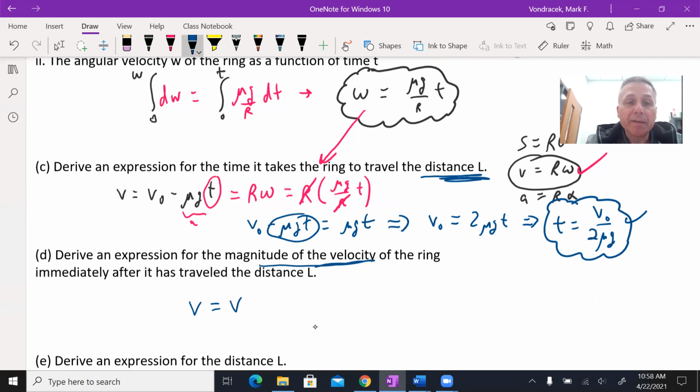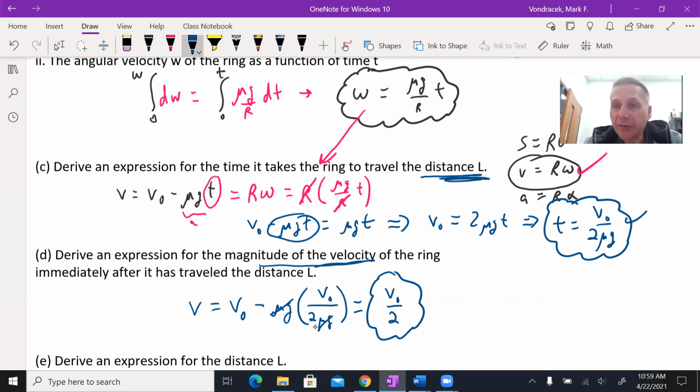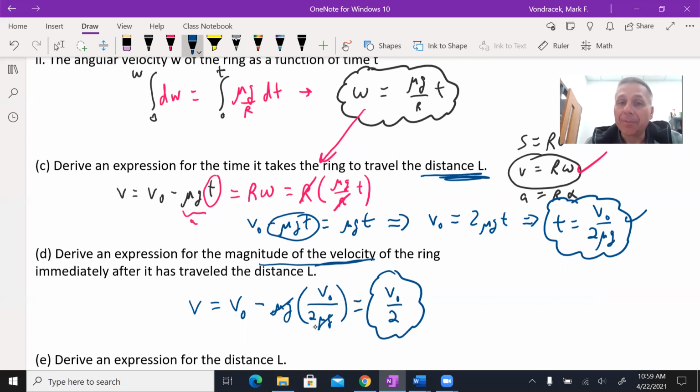The final speed is the initial speed minus mu g multiplied by the time it takes to travel the distance L. That's the time that we just found. I'll plug in the initial over 2 mu g. The mu g's go away. And if we look at that and just subtract that, we have 1/2 the original speed. That'll be the linear velocity, the velocity of the center of mass of the ring after it travels that distance to begin just doing a normal roll.